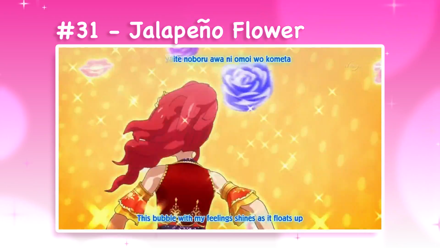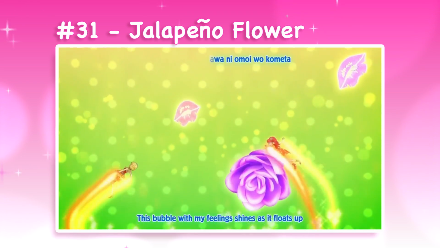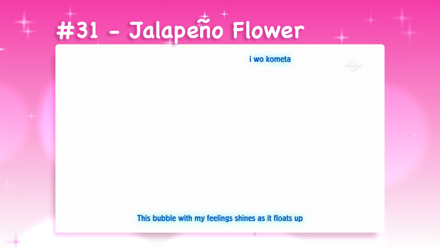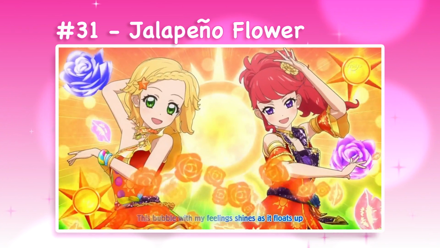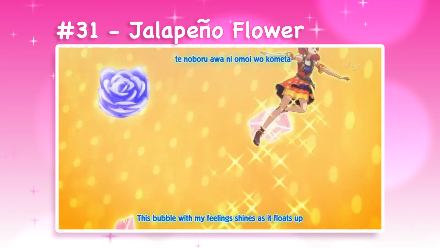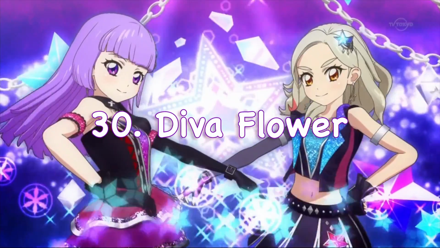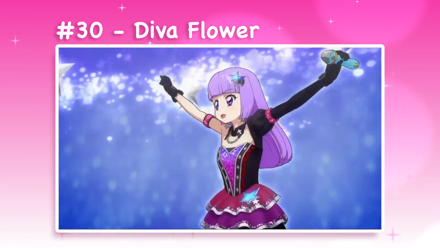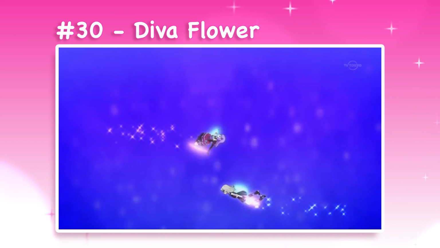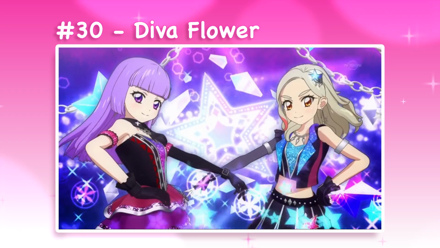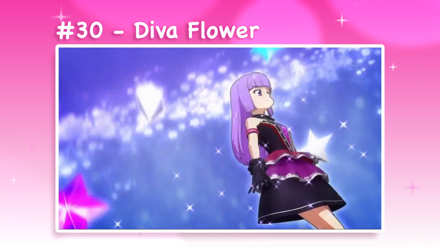31. Jalapeno Flower. Jalapeno Flower's spiral animation is even faster than Double M's, and although the characters don't fly toward camera, I like the directional variety in the final frame's animation. 30. Diva Flower. Diva Flower gets the highest spiral flight ranking because the characters are flying towards camera throughout the whole sequence, not just at the end. That gives it a lot more depth.